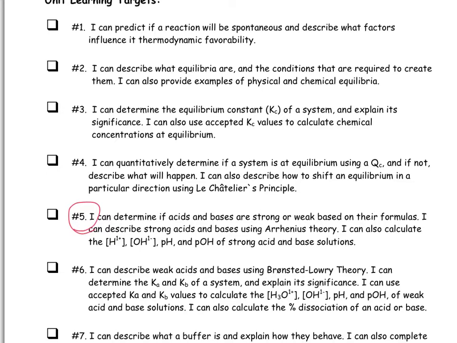Once you know that it's a strong acid or base, you can describe it using Arrhenius Theory and calculate the following concentrations: hydrogen ion, hydroxide ion, pH, and pOH.